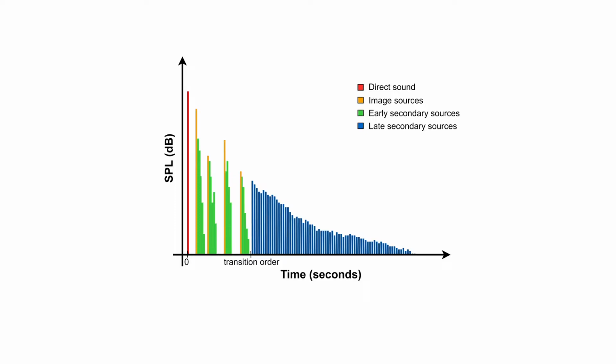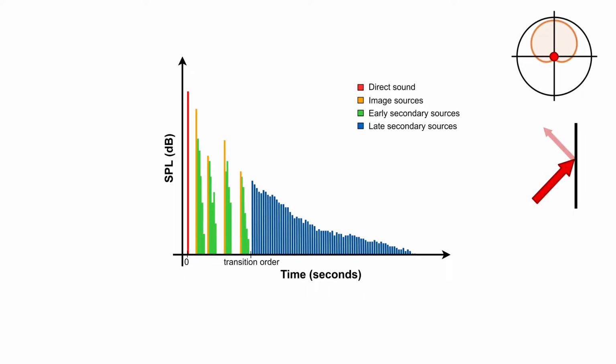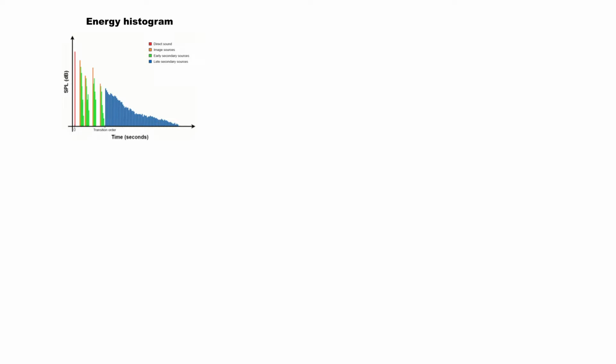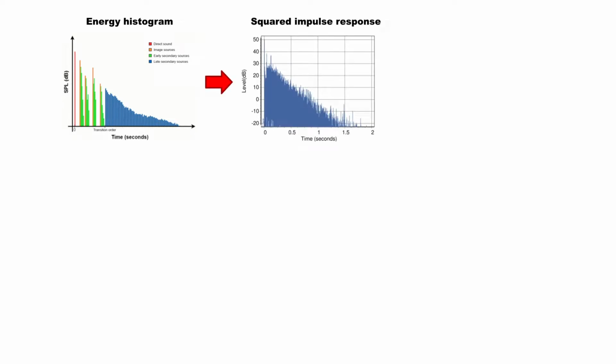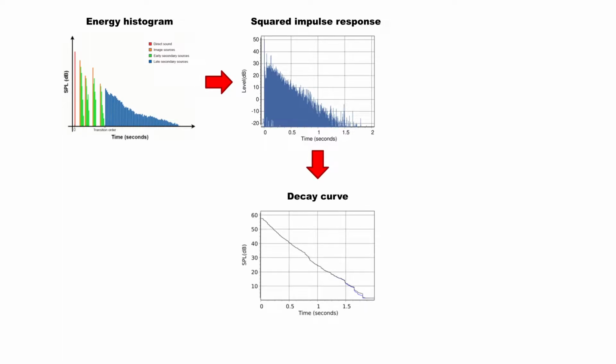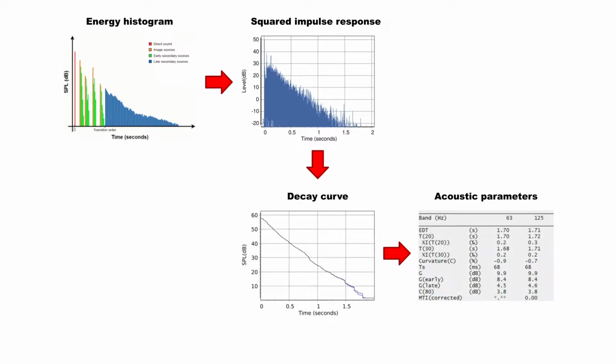The strength of contributions is determined taking into account the directivity of the source, the absorption of reflecting surfaces, and the air absorption, which depends on the length of the reflection path. Additionally, these factors are all frequency dependent. From the energy histogram, the squared impulse response is produced. Then, using backwards integration, we can derive the decay curve, and from it, the acoustic parameters. Due to the frequency-dependent factors, this procedure is done separately for each octave band.